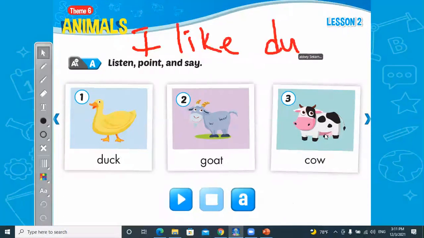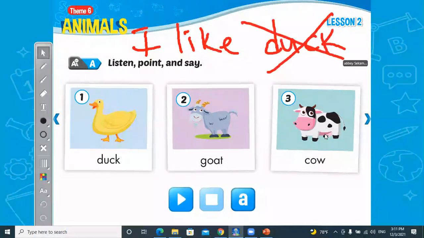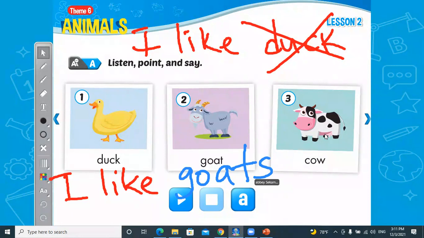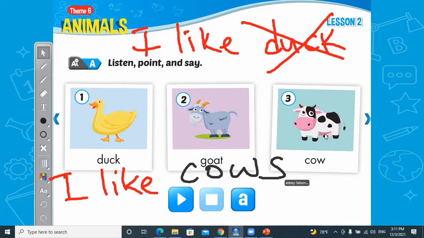Okay, so again, we do not say I like duck. No. Why? We use the plural of ducks to say I like ducks with an S. Or we can say I like goats. Or we can say I like cows. All right. Do we understand?